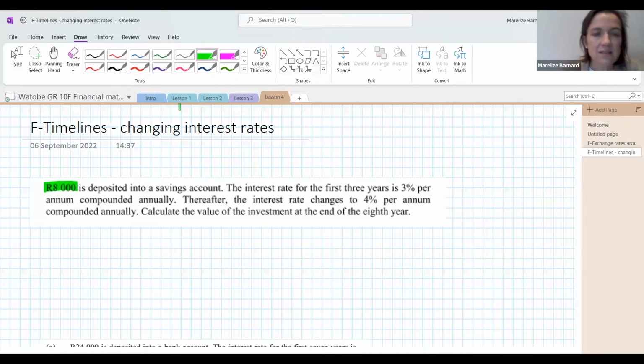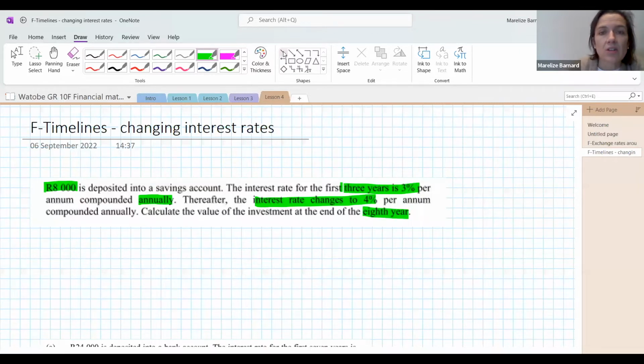8,000 Rand is deposited into a savings account. And then the interest rate for the first 3 years is 3% per annum compounded annually. Okay, so annually, so we don't have to worry about it being monthly or semi-annually or anything like that. It's just straightforward annually. And then thereafter, the interest rate changes to 4% per annum compounded annually. Calculate the value of the investment at the end of the 8th year.